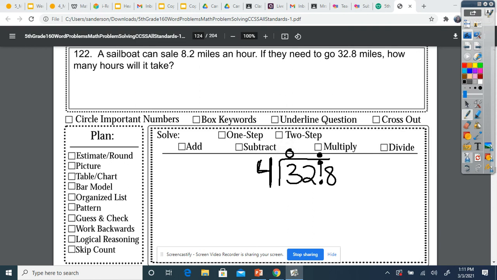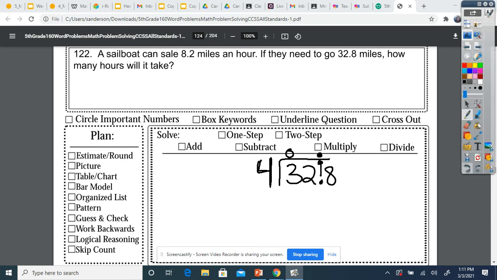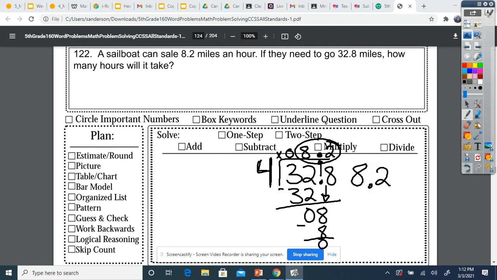4 goes into 3 0 times. 4 goes into 32. 4, 8, 12, 16, sorry, 16, 20, 24, 28, and 32. So it goes in 8 times. 8 times 4 is 32. Subtract, get 0, bring down my 8. 4 goes into 8 twice. 2 times 4 is 8. Subtract and get 0. So my answer here would be 8.2. If you get a problem where you have a whole number as your divisor, you just need to bring your decimal straight up.